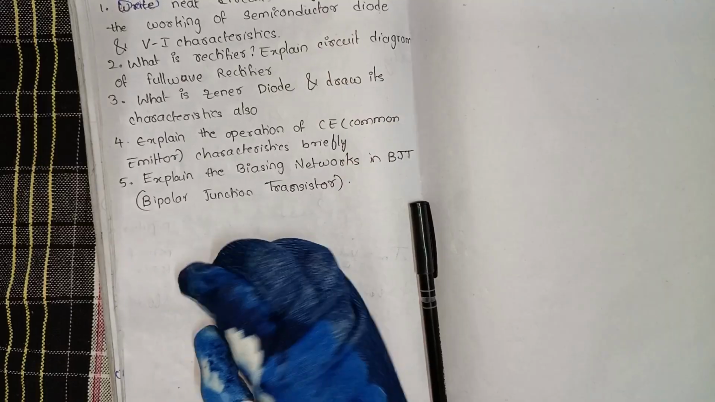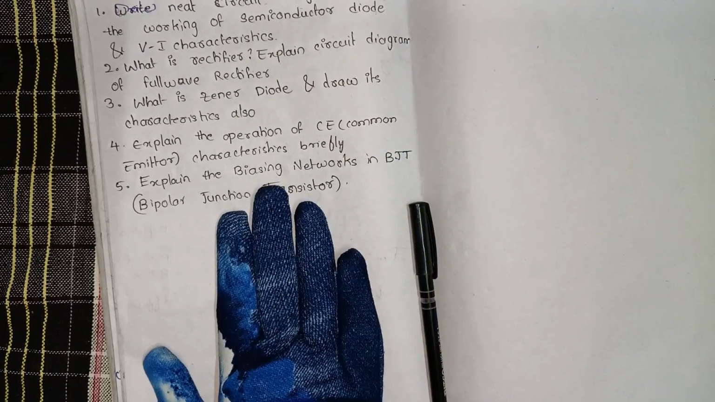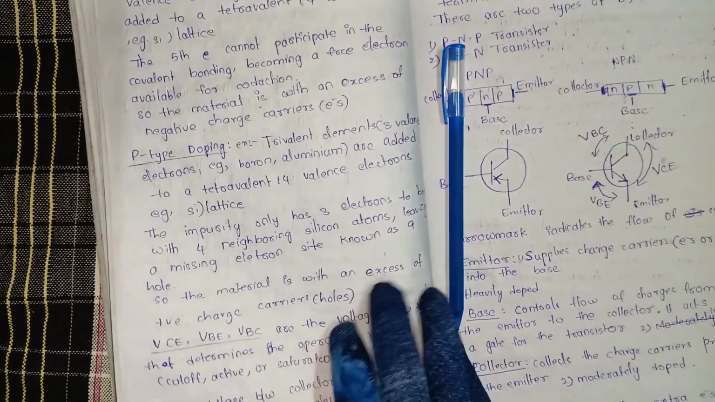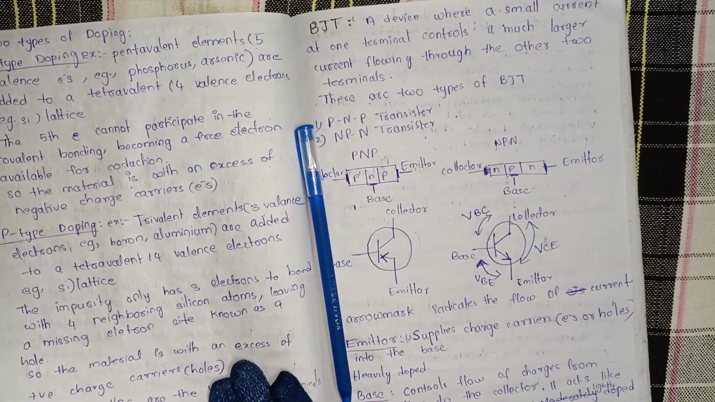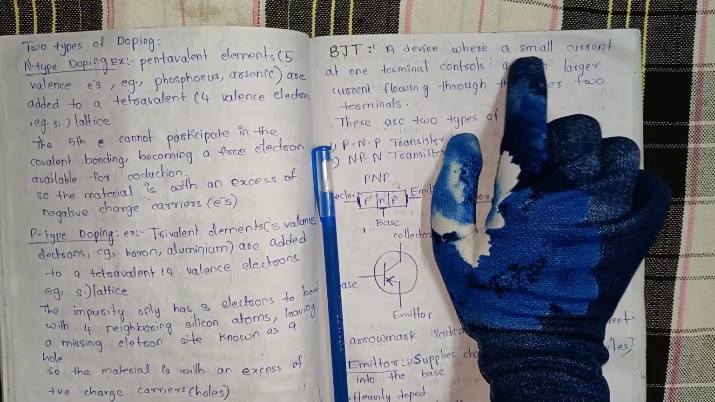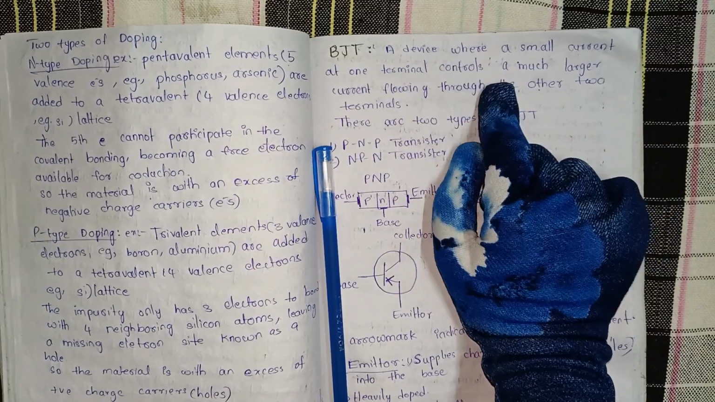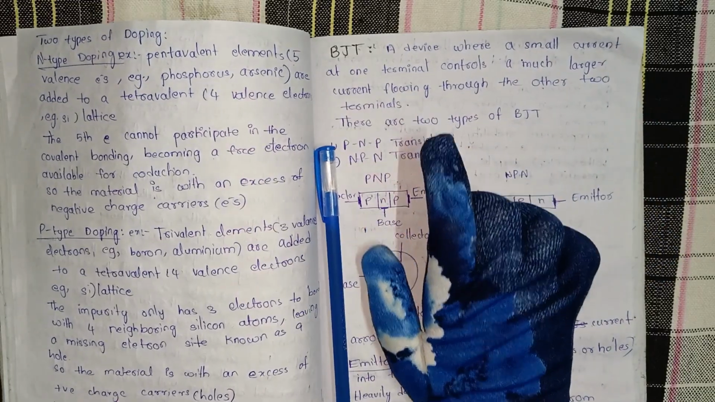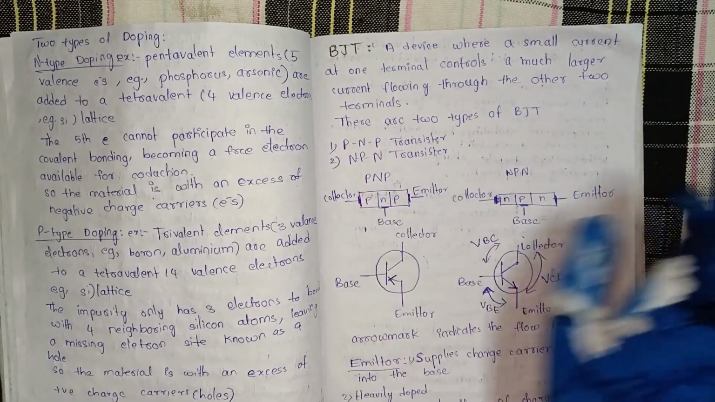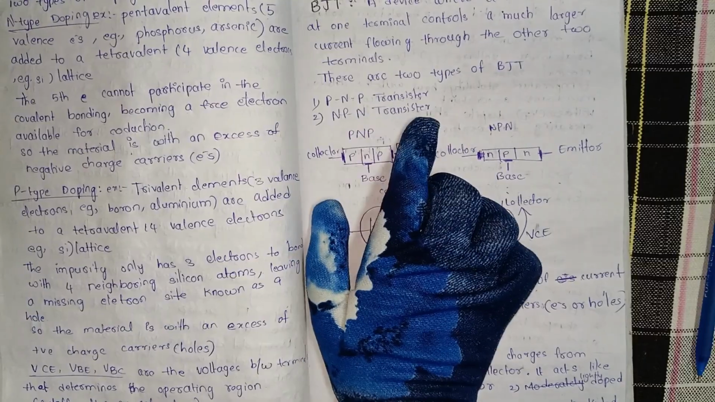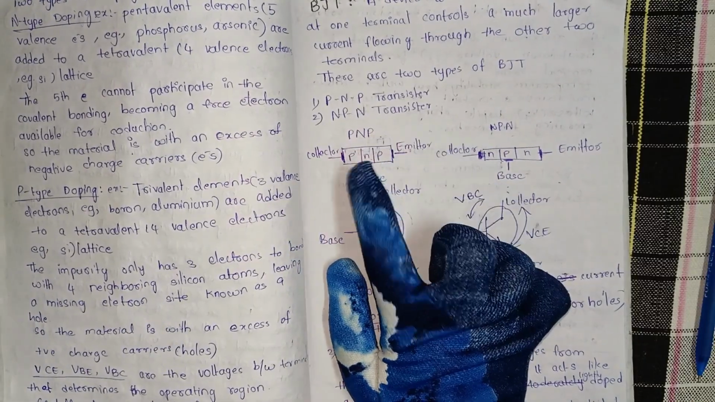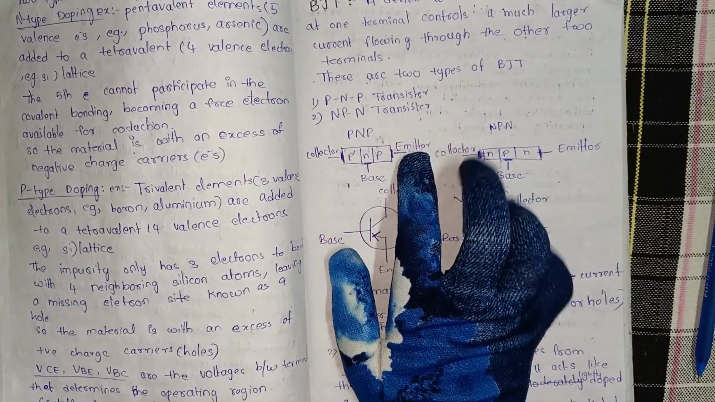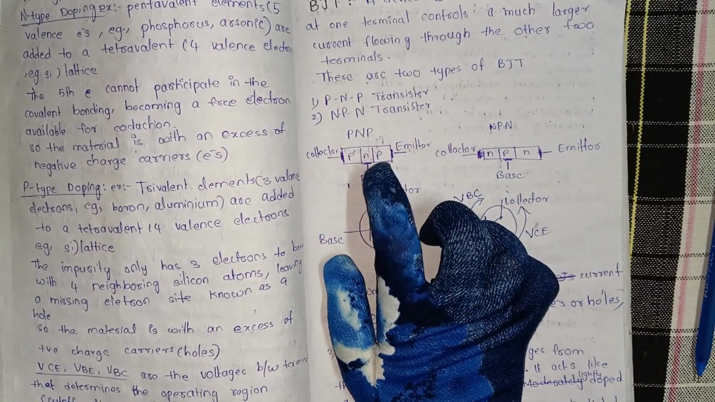First, before going to biasing networks, we will see what is BJT, bipolar junction transistor. In the last class also we have seen. So BJT is a device where a small current at one terminal controls a much larger current flowing through the other two terminals. Then there are two types of BJTs, PNP transistor and NPN transistor. PNP transistor contains two p-type materials, which are collector and emitter, and one n-type material, that is base.